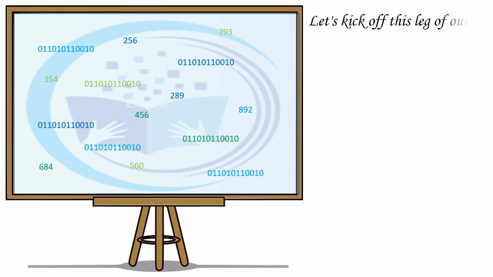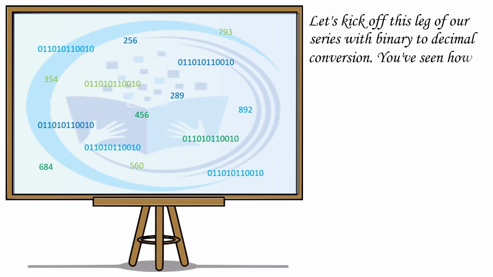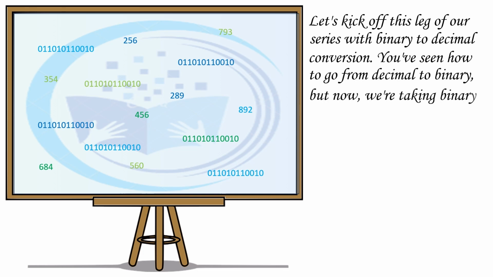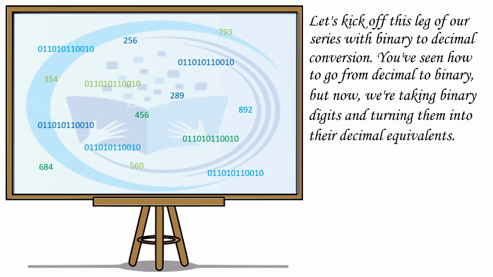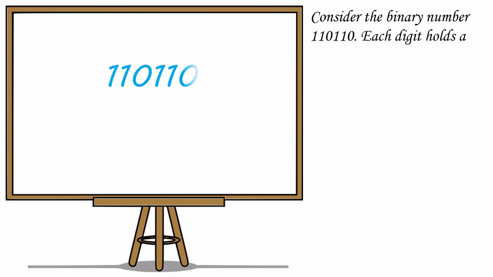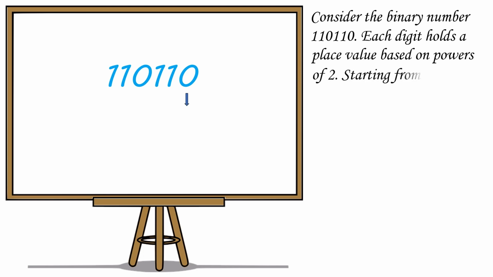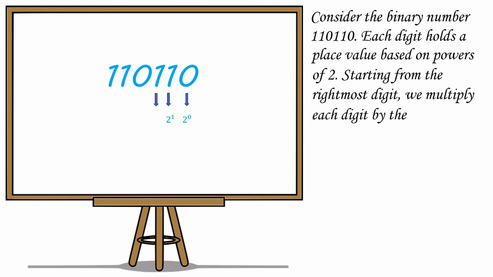Let's kick off this leg of our series with binary to decimal conversion. You've seen how to go from decimal to binary, but now, we're taking binary digits and turning them into their decimal equivalents. Consider the binary number 110110. Each digit holds a place value based on powers of 2. Starting from the rightmost digit, we multiply each digit by the corresponding power of 2 and sum up the results.